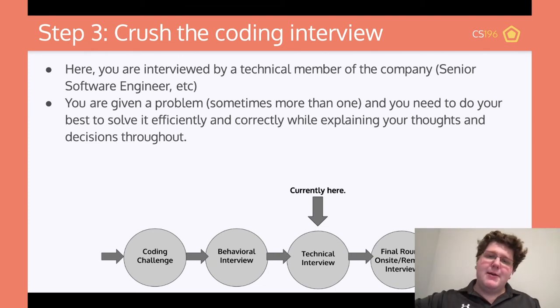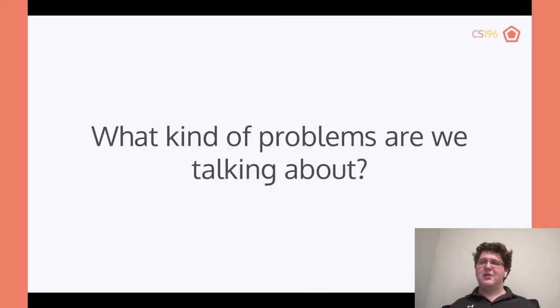You're going to be given a problem, sometimes more than one, and you'll need to do your best to solve it efficiently and correctly while explaining your thoughts and decisions throughout, right? They'll tell you, hey, how do I do this? And you need to come up with the best way to do it in the time that you have while also talking about what you do, right? You don't just want to sit there and code because nobody's going to know what's going on.